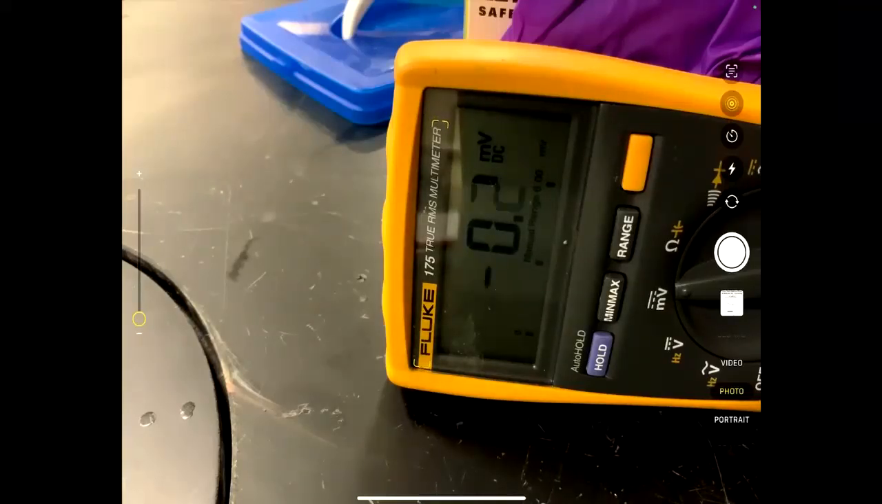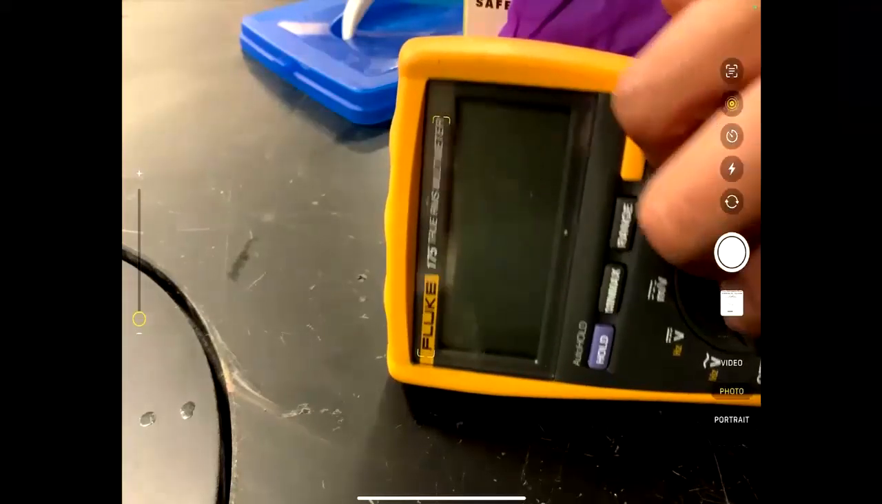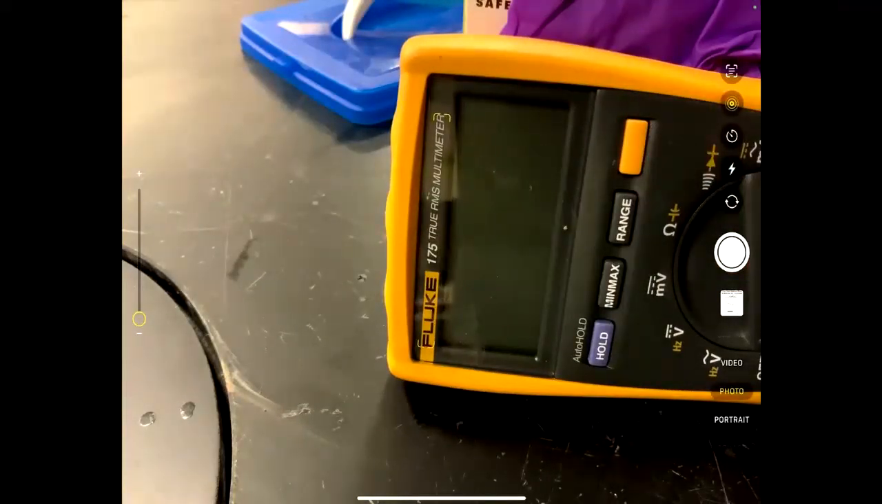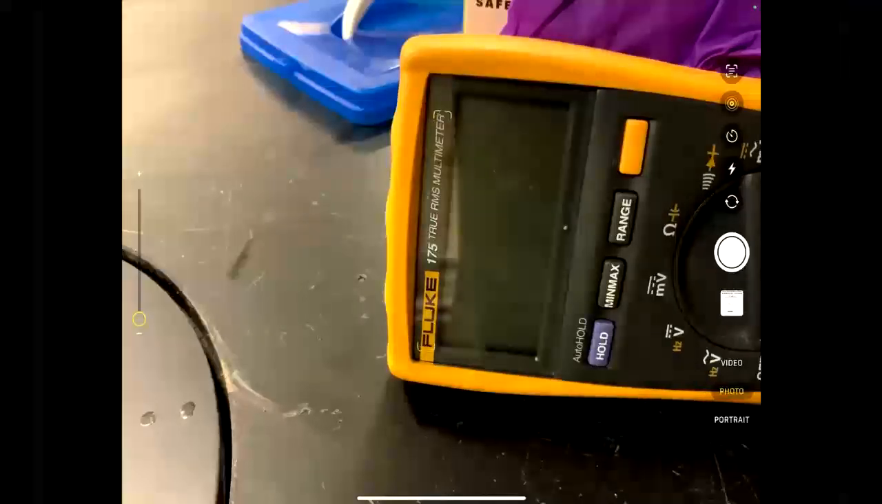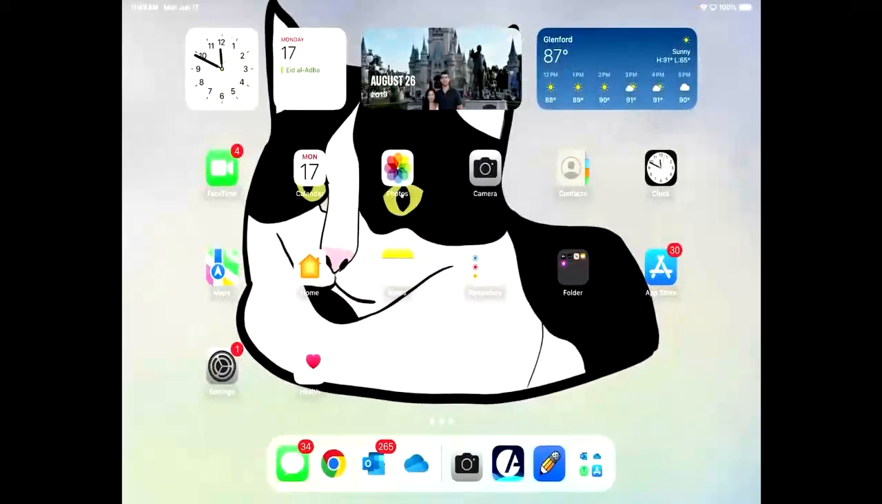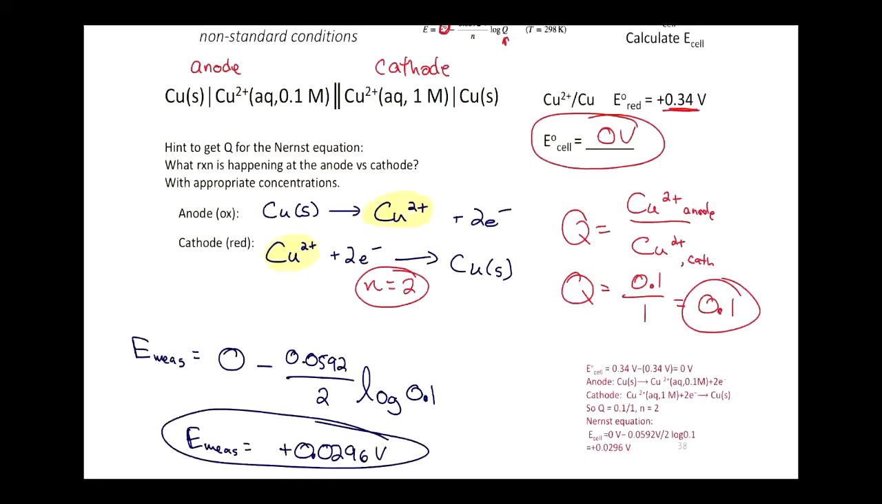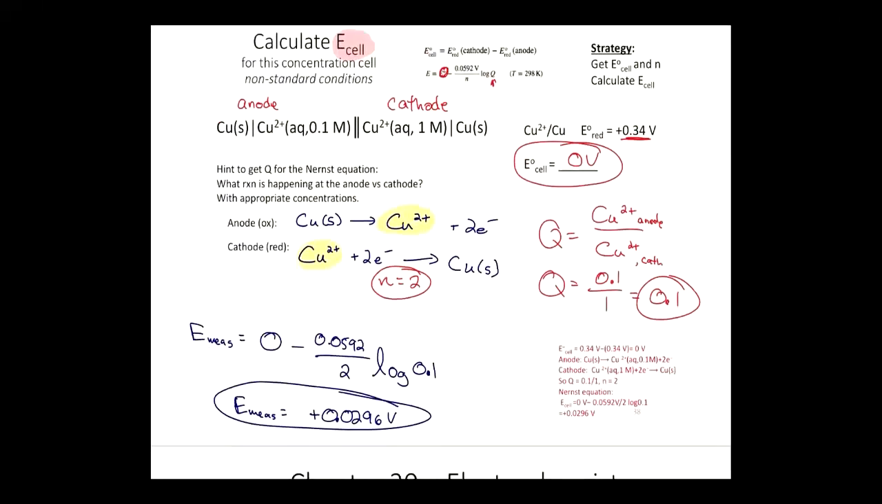All right, and so by doing that, there's no longer a concentration gradient. So Q is 1. Your overall cell potential is 0. Okay, so there we go. So there is the Nernst equation and how it can be useful. Our anode and cathode can be the exact same thing, but if there is a concentration gradient, then we can force a potential to be there.